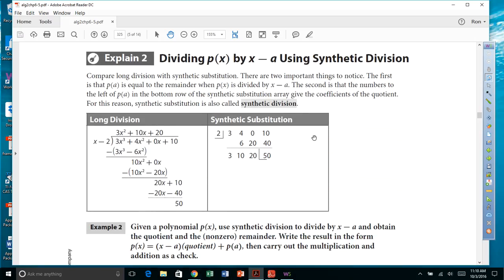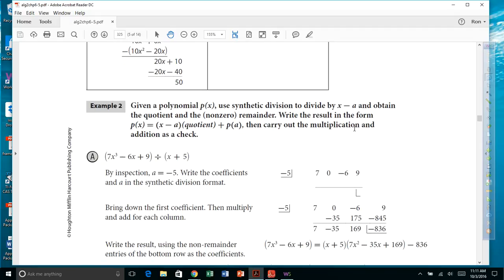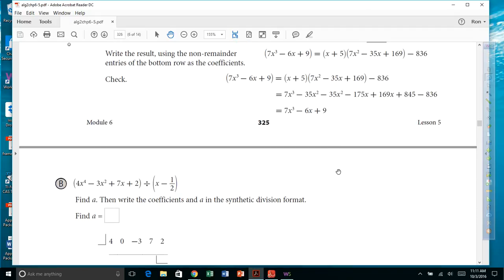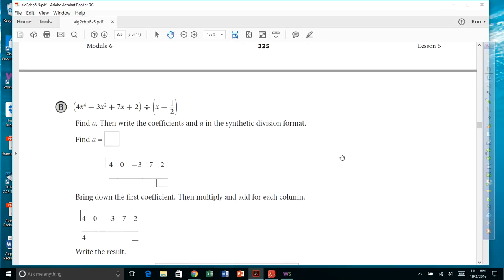Dividing p of x by x minus a using synthetic division. You want to compare long division with synthetic division. You're going to like the synthetic division a whole lot better. It's much easier. Go ahead and read all that. Follow A. And then when you get down here to B, we'll do B together.